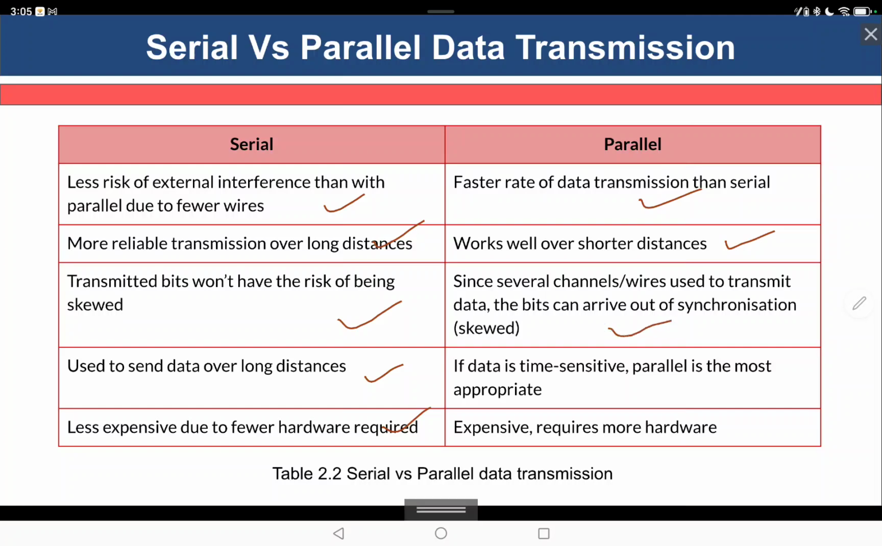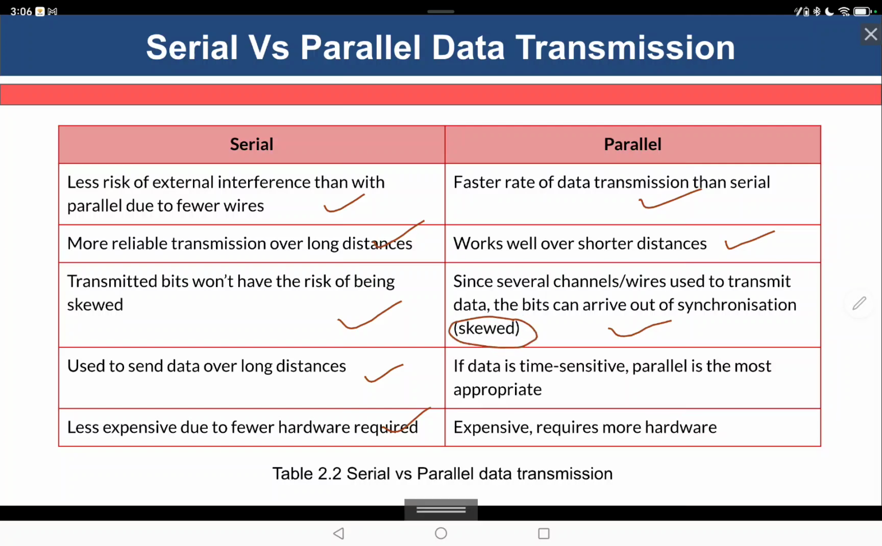Then, since several channels are used to transmit data, the bits can arrive out of synchronization. So each wire may carry data at slightly different speed, and this can cause bits to arrive at different times, especially over long distances. So this is known as skewed.